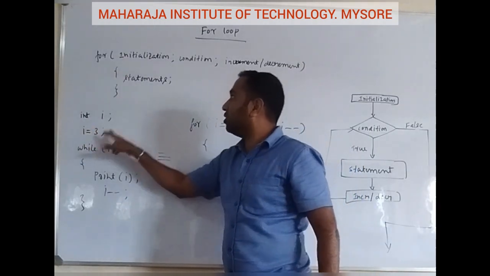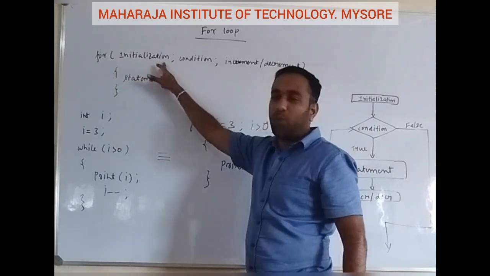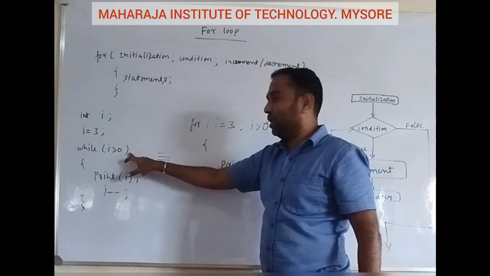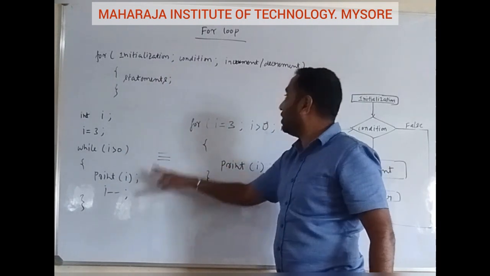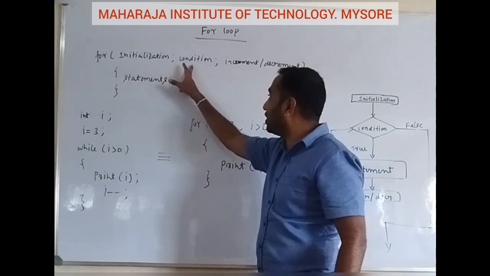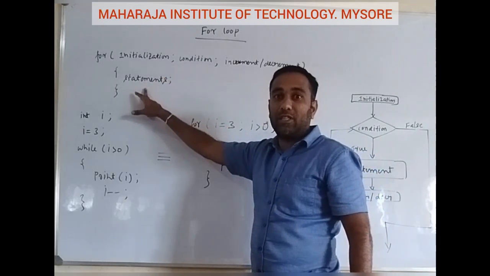Here I'm going to initialize in the for loop. This is my first part, which is initialization. My second part is the condition. The next part is the statements. After checking the condition, I'm going to write the statement.